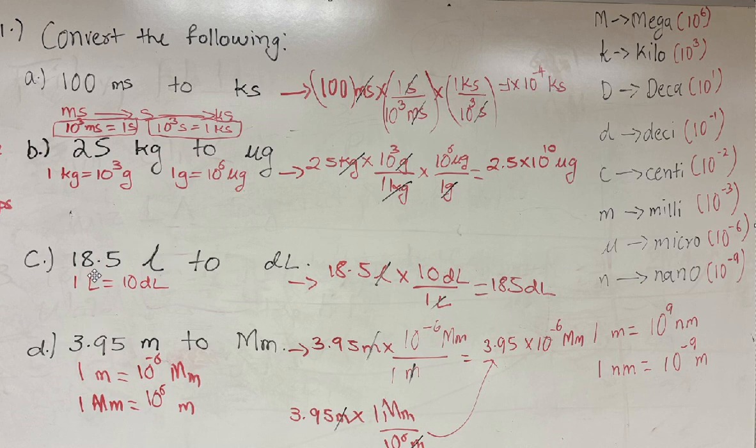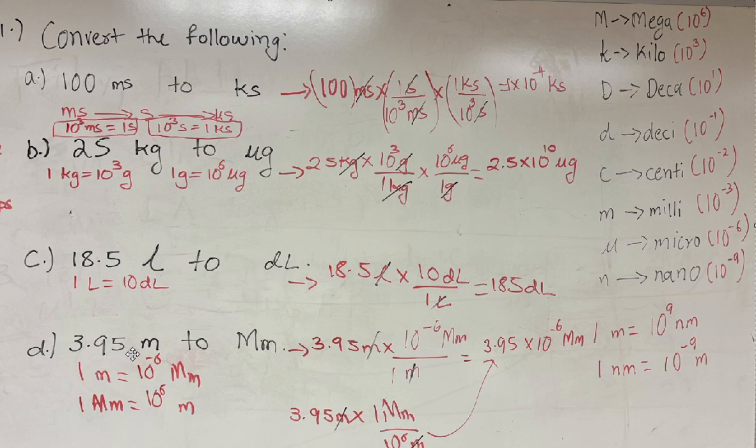Now here we are converting 18.5 liters to deciliters. So this is just one step conversion. The relationship is here, where 1 deciliter is 10 to the negative 1 liters, or other way around, 1 liter is 10 to the 1 deciliters, or just 10 deciliters as we see here. And here is our work.